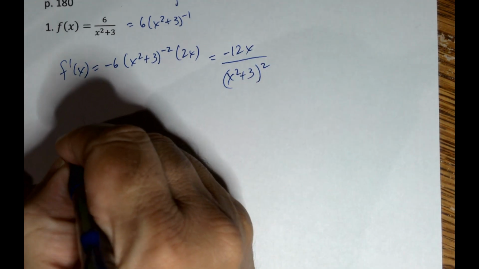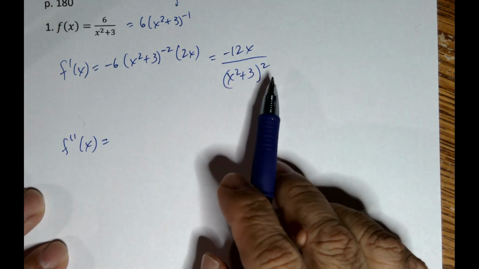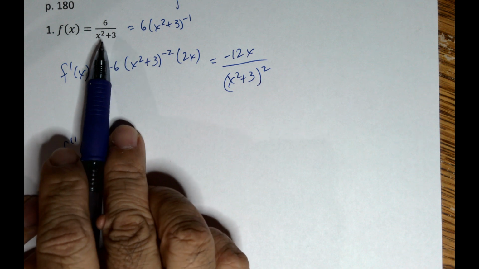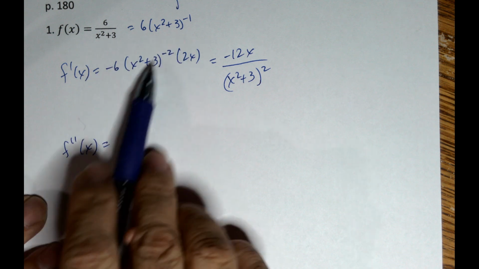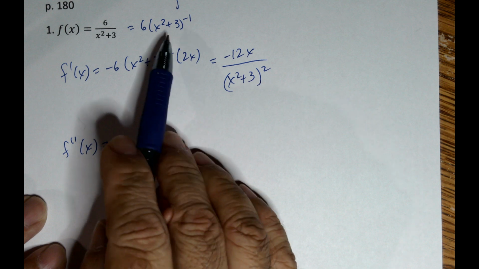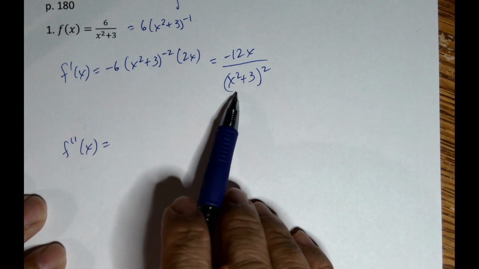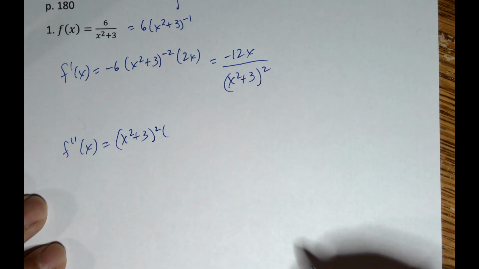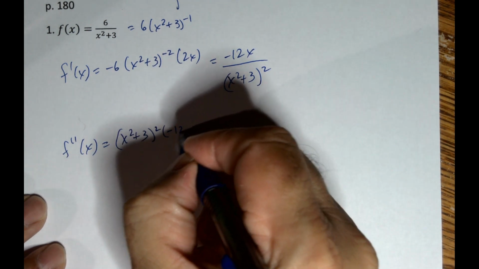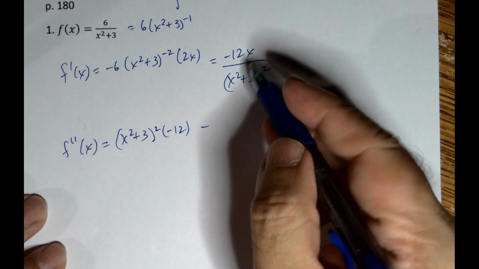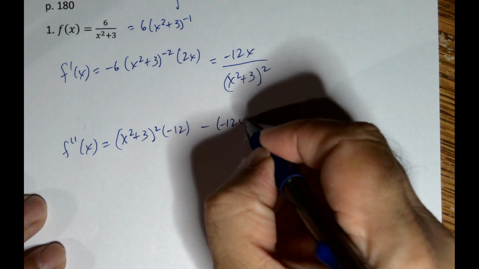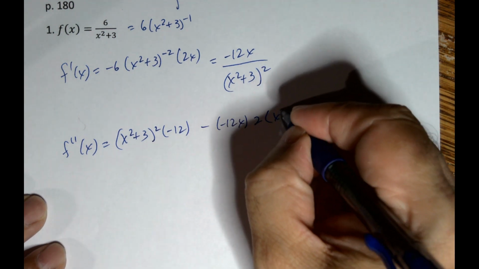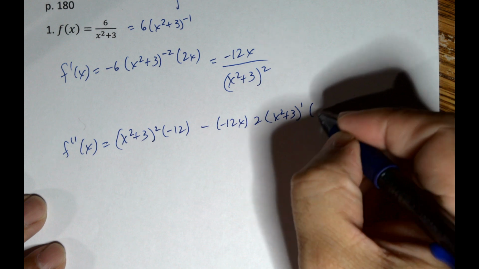For the second derivative, I'm going to use quotient rule. It's a fraction, so I could use quotient rule up here. In fact, many students argue that quotient rule is easier than rewriting it this way and using the chain rule, but I prefer the chain rule. So I'm going to use the quotient rule here. Bring up the denominator, multiply by the derivative of the numerator, minus the numerator, which is negative 12x, times the derivative of the denominator. So it's going to be 2 times x squared plus 3 to the first power times 2x.